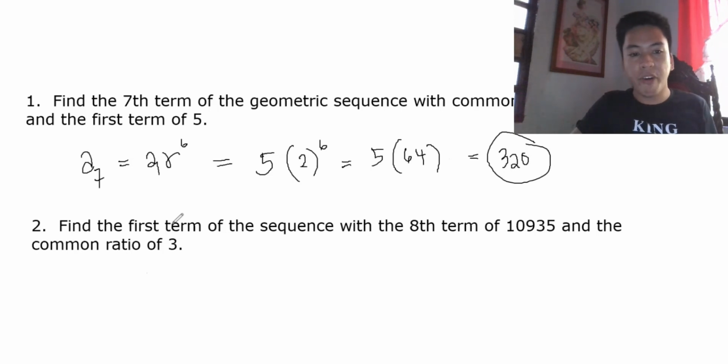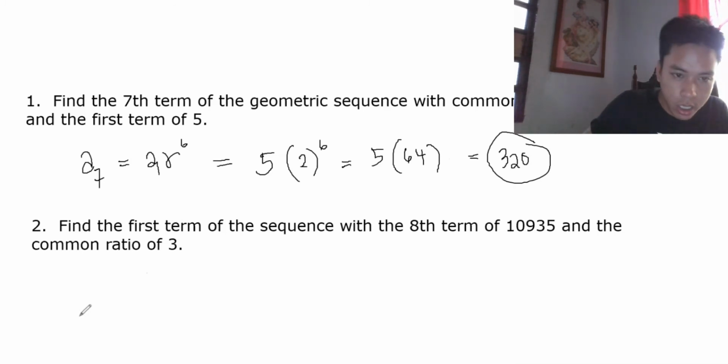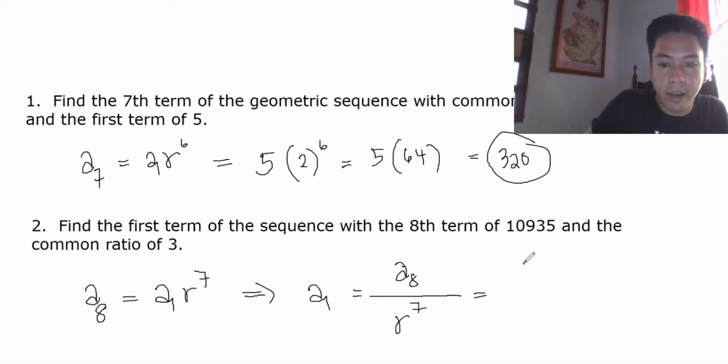Now let's go to number 2. Find the first term of the sequence with the eighth term of 10,935 and the common ratio of 3. So supposedly if we solve for the eighth term, it's gonna be r to the 7. But since we're solving for a1, that's gonna be a8 over r to the 7. Your a8 is 10,935 and your r to the 7, your common ratio is 3 to the 7.